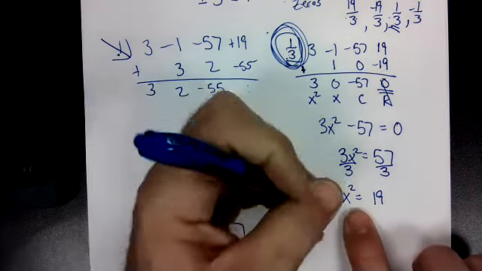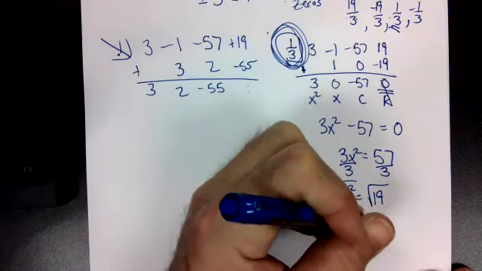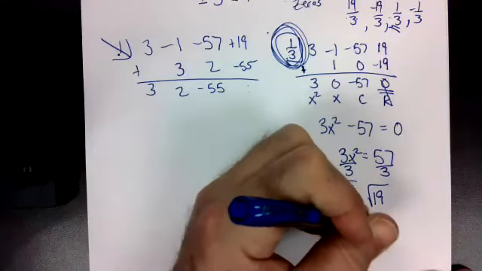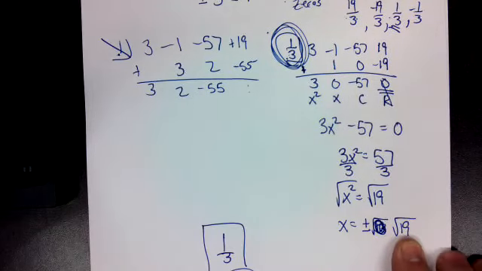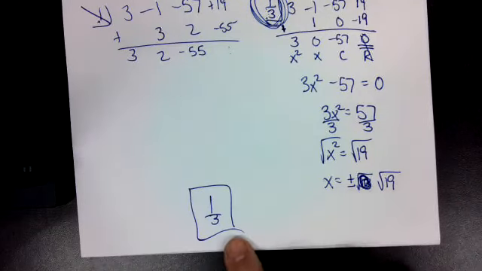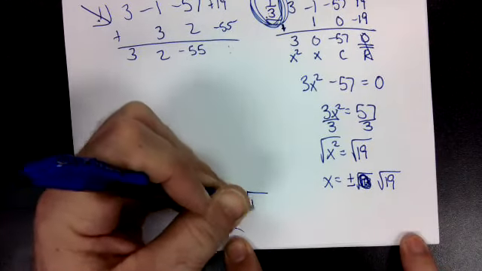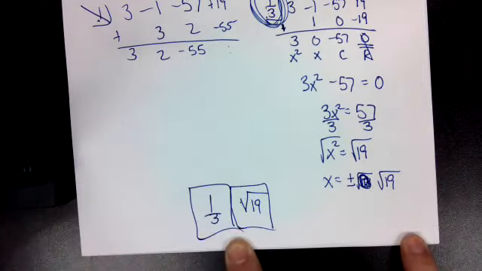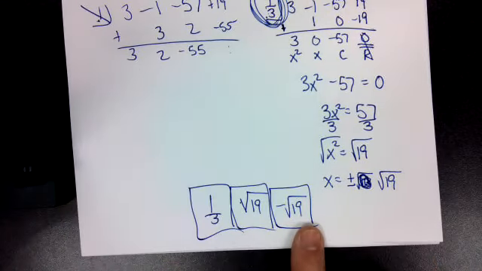To get rid of my squared, I'm going to square root. And when you square root, you have to worry about both the plus and the minus. I wrote 13, that's cool. So plus or minus root 19. So my zeros are 1/3 square root of 19 and negative square root of 19.